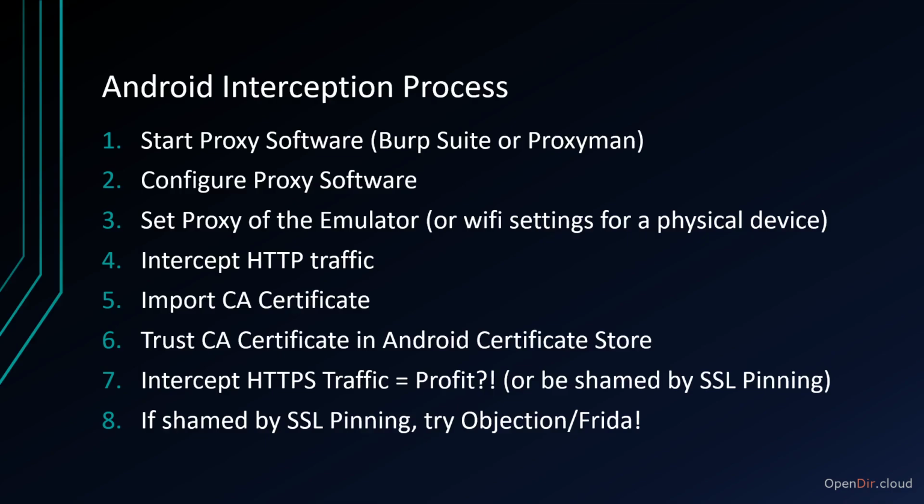Next, we're going to configure our proxy software. For Burp Suite, we need to specially set up some options for mobile devices, and for Proxyman, we also need to do a little bit of setup. The third step is going to be setting up the actual proxy in the emulator itself. So we'll go to the emulator settings and assign the proxy there.